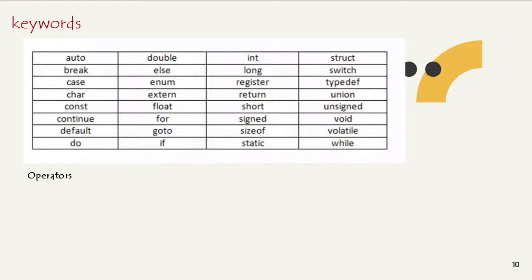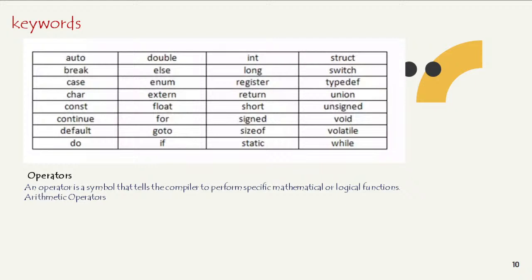And next thing is operators. So we can simply say an operator is a special symbol which is used to perform specific operations in C programming language. A simple definition: an operator is a symbol that tells the compiler to perform a specific mathematical or logical operation. So in C we have different types of operators.